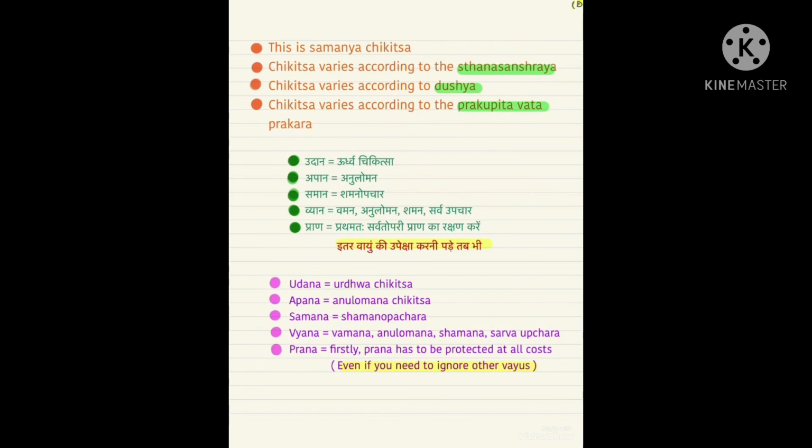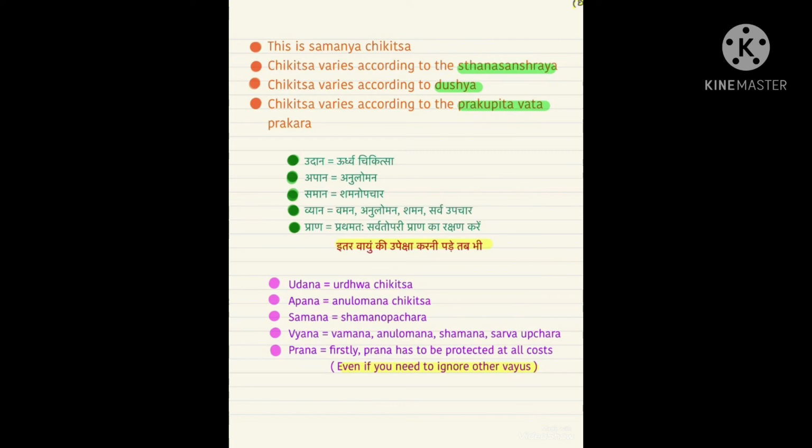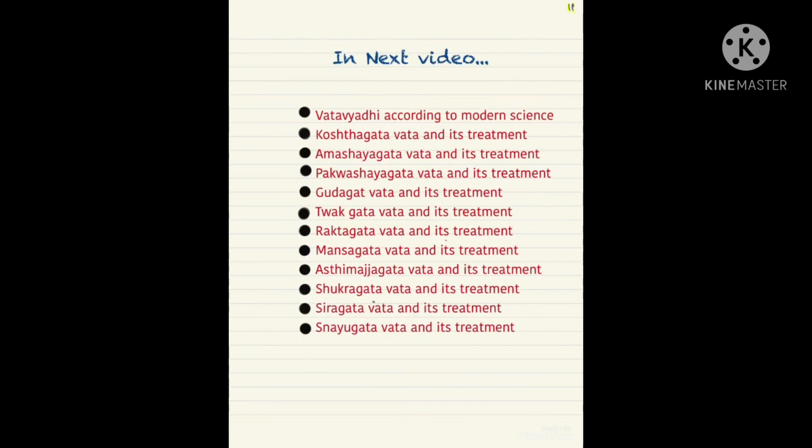So for Udana there should be Urdhva chikitsa, for Apana there should be Anuloman chikitsa, for Samana Shamanopachar, for Vyan, Vaman, Anuloman, Shaman, everything, and Pran has to be protected at all costs. So this is a general guideline for both these types of chikitsa, for Dhatukshayajanya Vatavyadhi and Margavrodhajanya Vatavyadhi. But for individual Vatavyadhi, the chikitsa will differ a little bit according to the sthana and the dushya and the prakupit vata. So if you are asked for LAQ, then both these types you have to include. So in this video we saw what is a common treatment for both these types of Vatavyadhis.